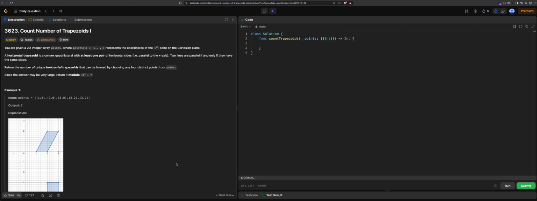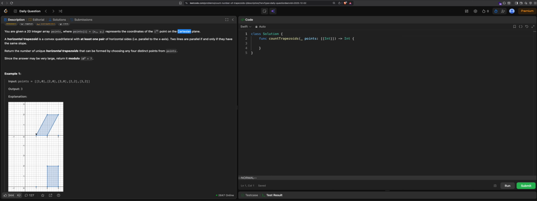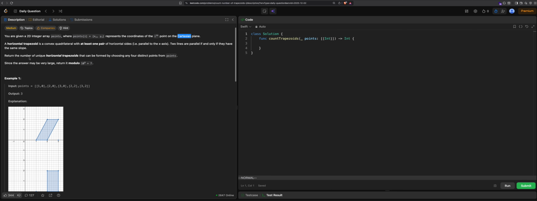So we're given a 2D integer array of points, where points[i] represents the x and y coordinate in the Cartesian plane. The Cartesian plane is just the x, y coordinate on the plane. And a horizontal trapezoid means a convex quadrilateral with at least one pair of horizontal sides.